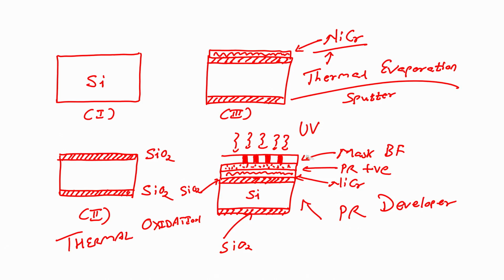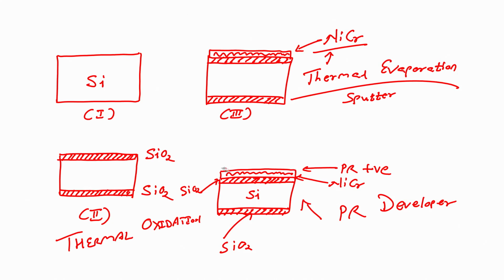When I dip this wafer in photoresist developer, what will happen? The unexposed area will become stronger and the exposed area will become weaker and get developed. Why? Because it is a positive resist. For the positive PR, the unexposed region becomes stronger, we know that, right. So, this photoresist is here.